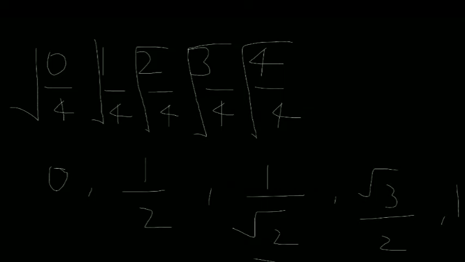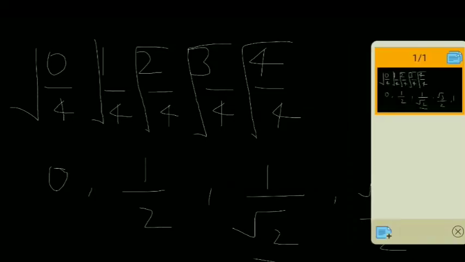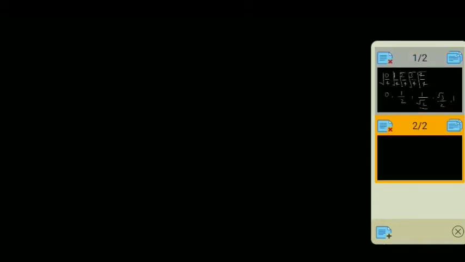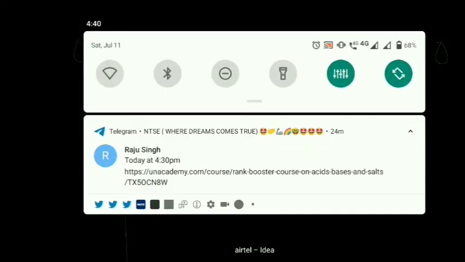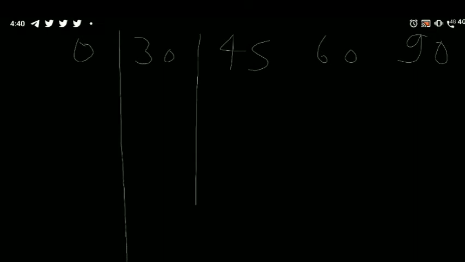Now see, there are 5 values in front of you. 0 is the value of sin 0, 1 upon 2 is the value of sin 30, 1 upon root 2 is the value of sin 45, root 3 by 2 is the value of sin 60, and 1 is the value of sin 90. So the sin values you have done. Now how will you find the value of cos? Simple, no problem. First we need to draw a table: 0, 30, 45, 60 and 90. Here it is.